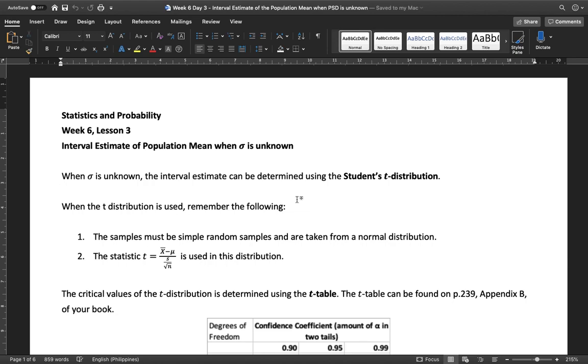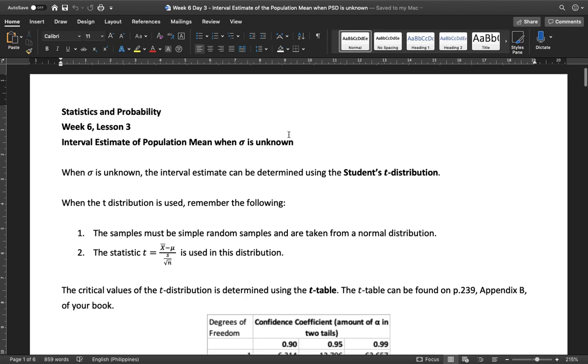Hey everyone, today we're going to discuss the interval estimate of population mean when the population standard deviation is unknown. Remember in our last lesson, we dealt with interval estimate already. Pero in that scenario, we know the value of the population standard deviation. And since we know the value of the population standard deviation, we make use of the Z distribution.